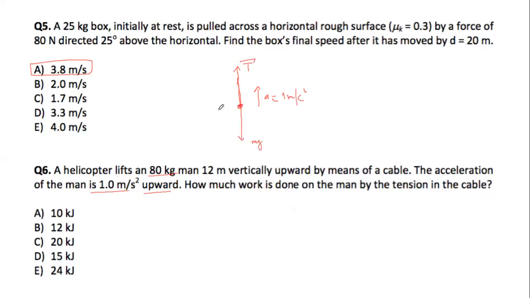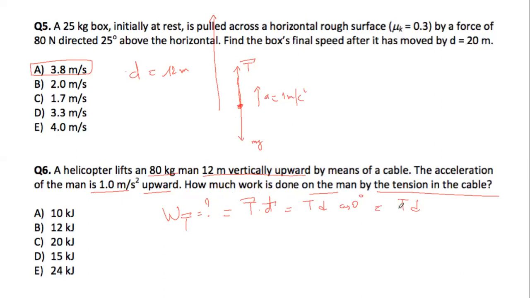And then the man has moved up. I said it here, 12 meters vertically upward. So it's 12 meters. This is d, okay? The displacement upward. And the question I'm asking: how much work is done on the man by the tension? I want the work of the tension. Well, the work of the tension is a constant force here. It's tension dot displacement, tension times displacement times cosine 0, which is just tension times displacement.